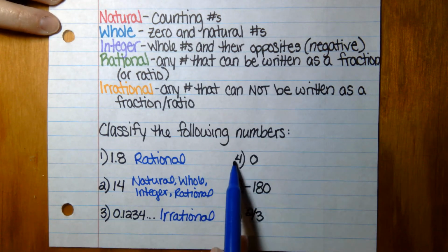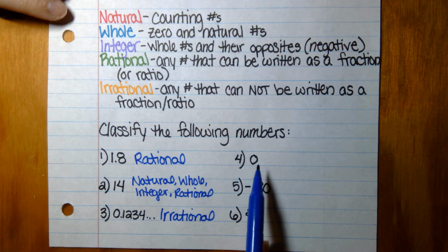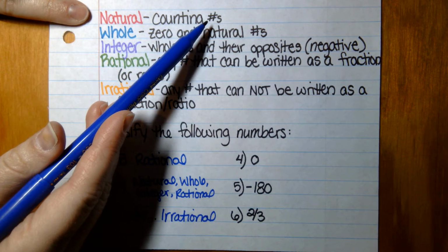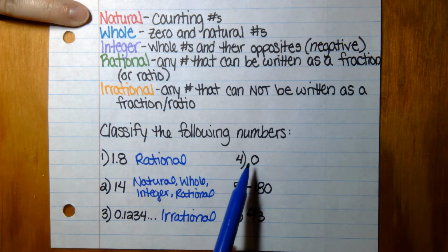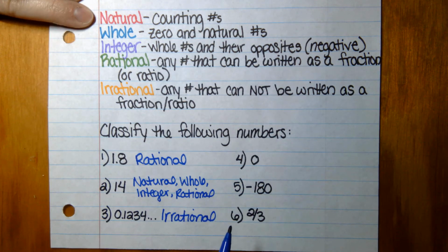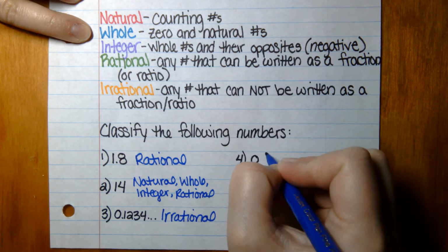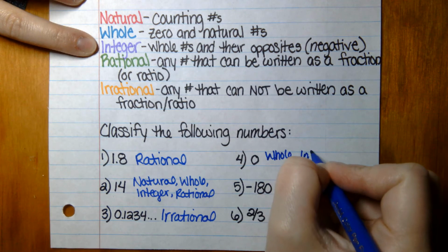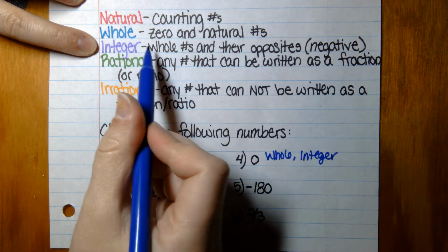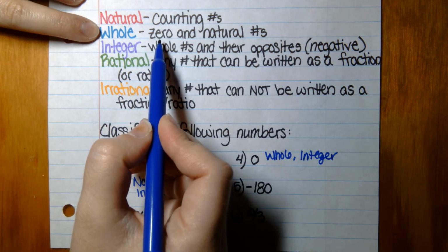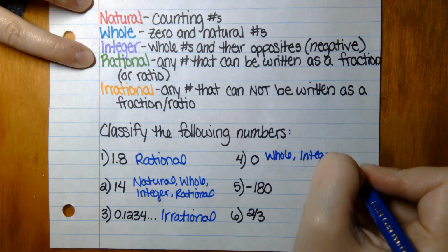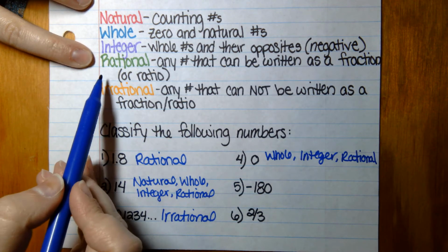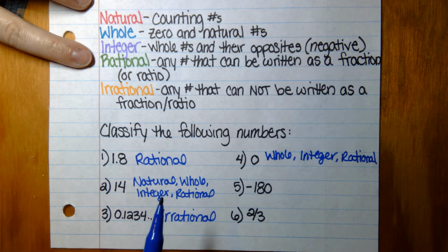We look over at example 4, 0. Natural numbers include counting numbers. Our counting numbers start with the whole number 1. So 0 is not a natural number. However, it starts with my whole. It's a whole number. It is part of the integer because integers are all whole numbers and whole numbers include 0. And it's rational. It's rational because 0 over 1 is still 0.